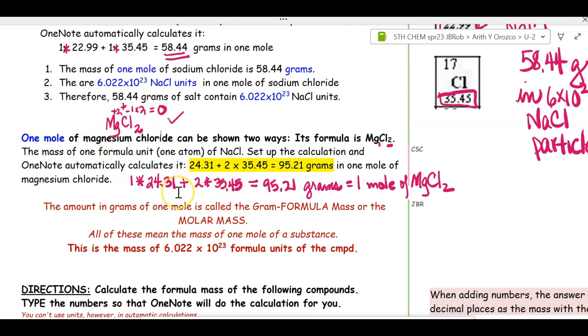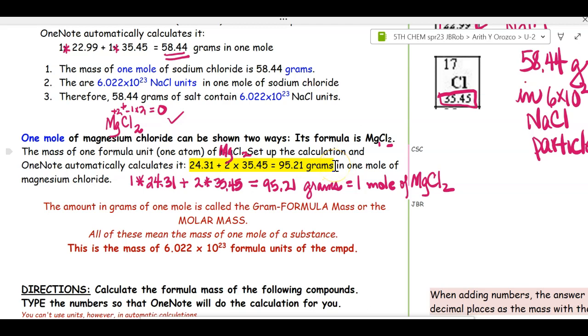So, we're trying to find, it looks like I have a typo there. All right, we're going to set up the calculation to figure out the mass of an MgCl2 particle. So there's 1 magnesium, so 1 times 24.31 plus 2 times, since we have 2 chlorines, 35.45 equals, press enter, and OneNote calculates it at 95.21 grams.